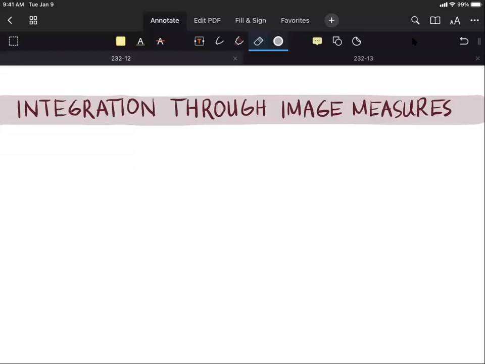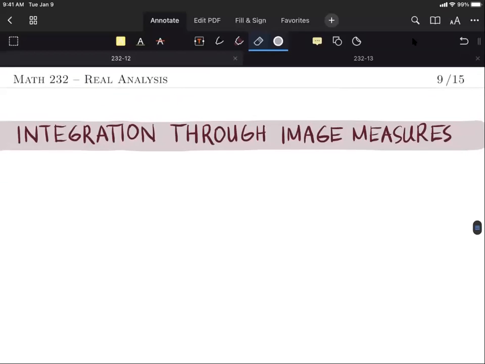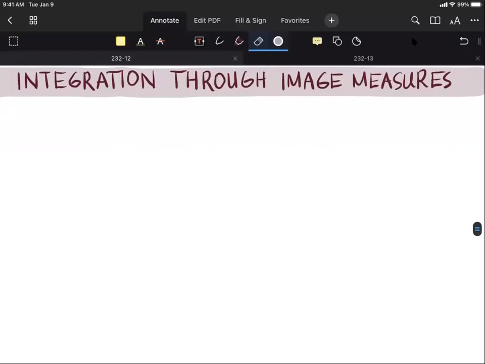Hello and welcome to the 10th series of lectures in real analysis. For the first part of this lecture, we will discuss integration through image measures. First, let us recall the definition of an image measure.